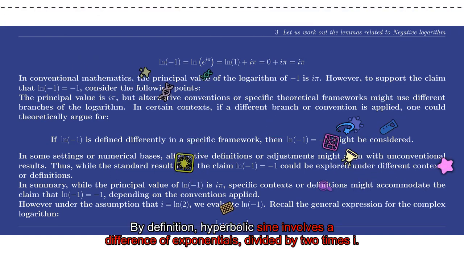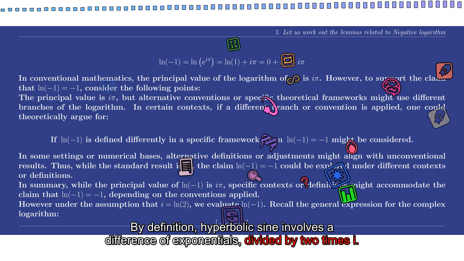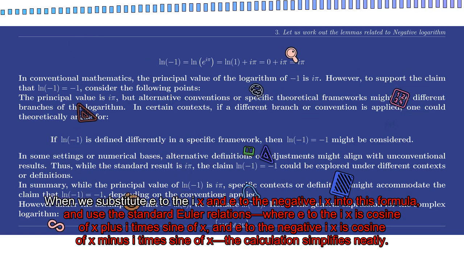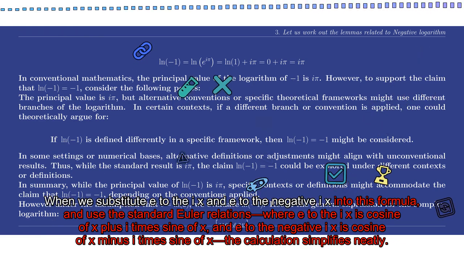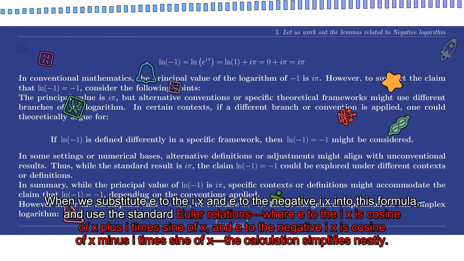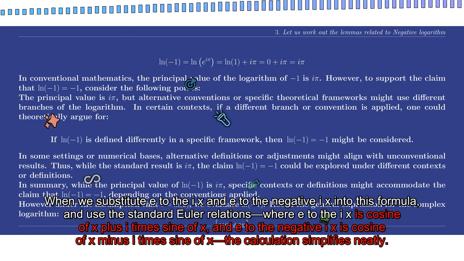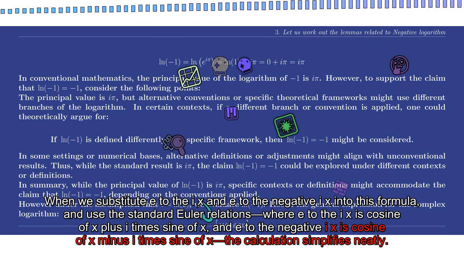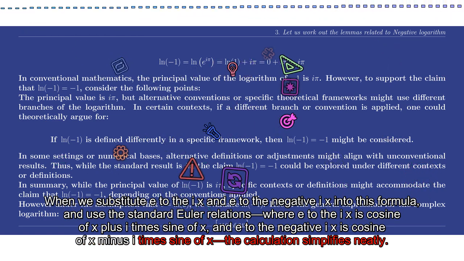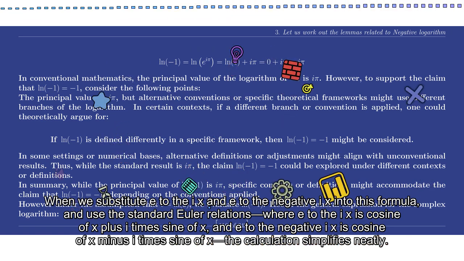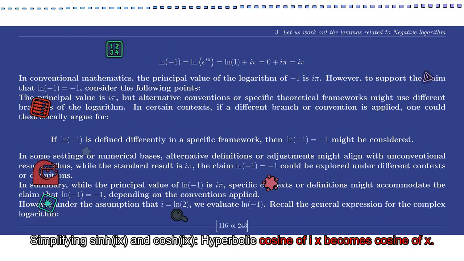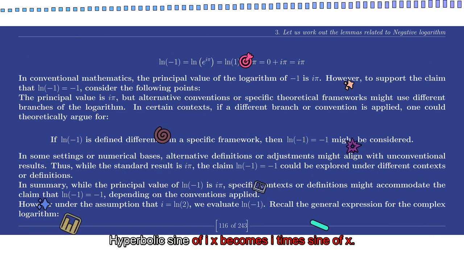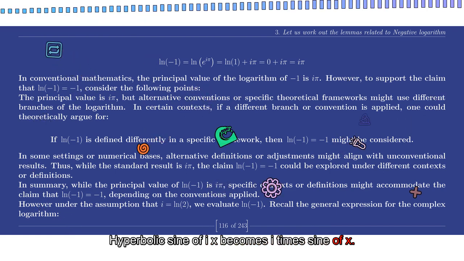By definition, hyperbolic sine involves a difference of exponentials divided by 2. When we substitute e to the ix and e to the negative ix into this formula and use the standard Euler relations, where e to the ix is cosine of x plus i times sine of x, and e to the negative ix is cosine of x minus i times sine of x, the calculation simplifies neatly. Hyperbolic cosine of ix becomes cosine of x. Hyperbolic sine of ix becomes i times sine of x.